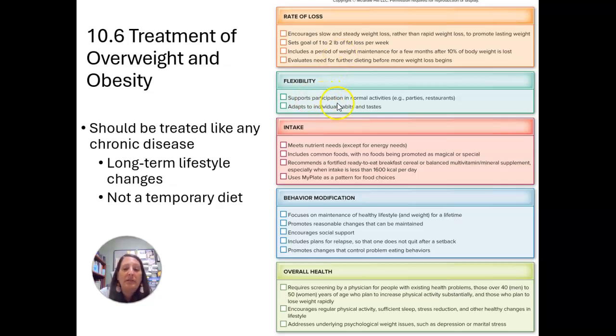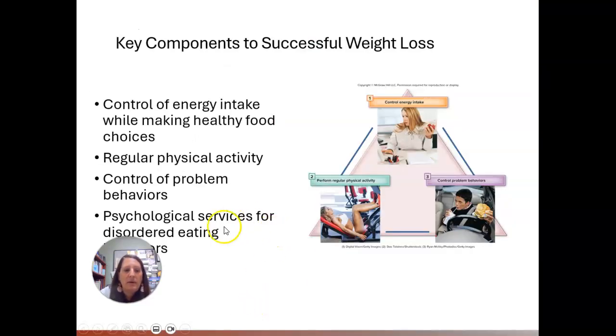Flexibility. You need to be able to participate in normal activities like going to parties and socializing with friends and family, adapting to your individual habits and tastes. Intake: you have to make sure that you're meeting nutrient needs. You can't eliminate total food groups. MyPlate is a great resource. Behavior modification, so changing behaviors that promote weight gain. And then again, overall health. Okay, so let's talk about some of these.